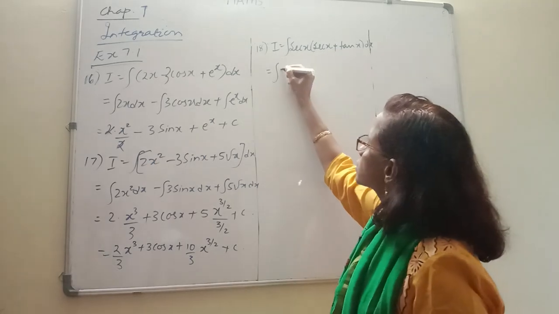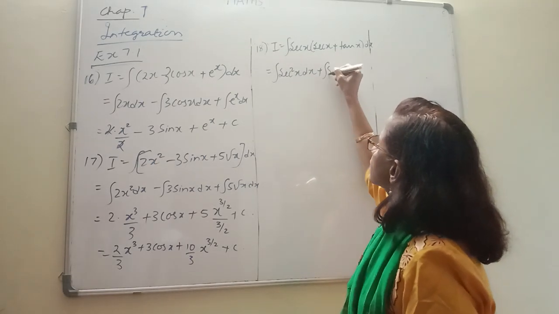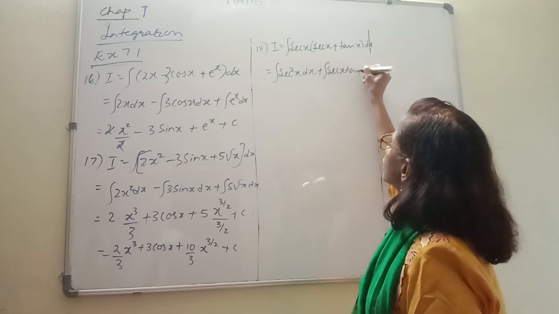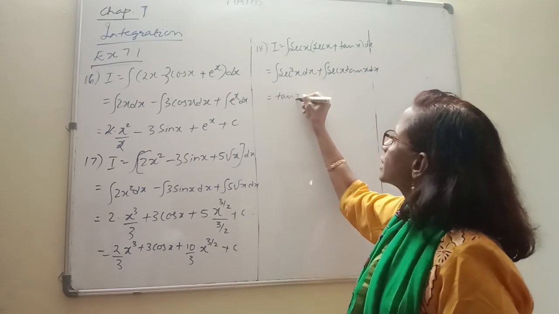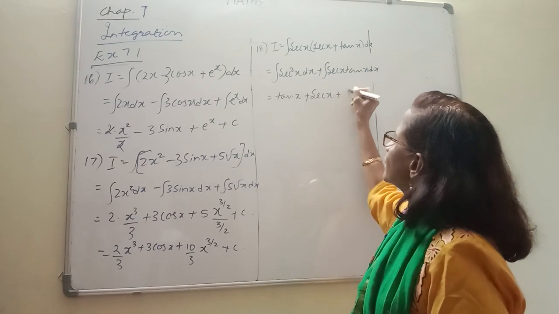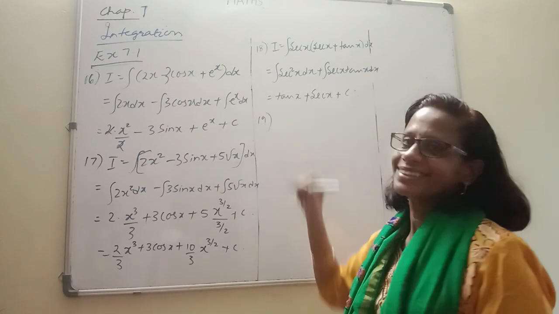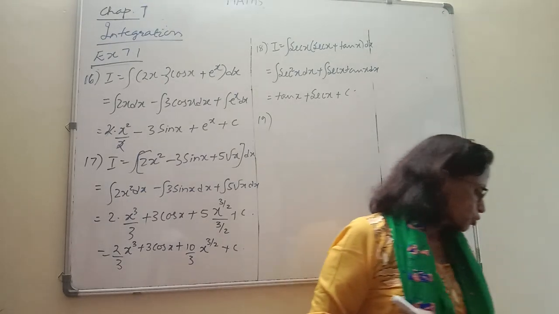And so you have the first one as sec squared x dx, second one as sec x tan x. That's it. So that's a ready-made answer for us, because for sec squared x we know that the integral is tan x, and for sec x tan x it is sec x. That's it. That's our integral once we open up.